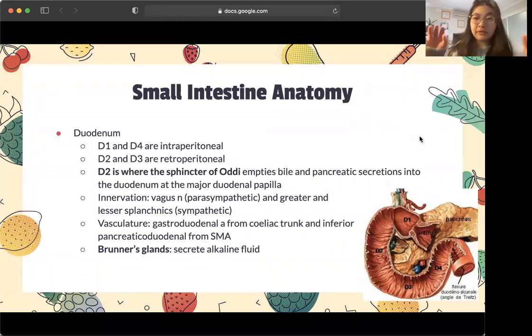But small intestine anatomy, we want to be aware that there are 4 sections, D1 to D4. Just remember which are intra and which are retroperitoneal. So if you think about it, D2 and D3 will have the transverse colon overlying it. Transverse colon is intraperitoneal, which means D2 and D3 get shoved to the back, retroperitoneal.